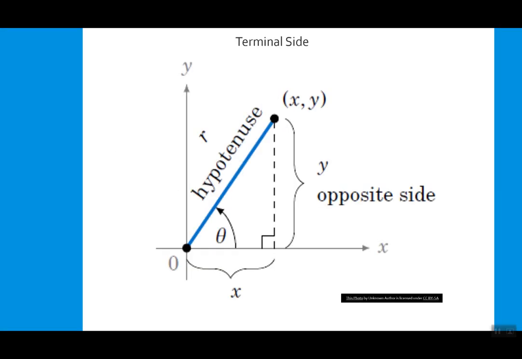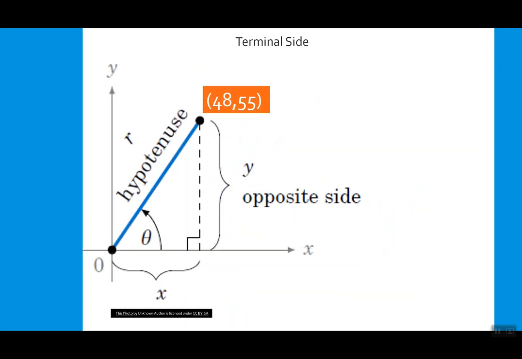A line or a ray that goes through the origin forms an angle with the x-axis called the terminal side. Notice that I can give you a point (x, y) on that line or ray to indicate the angle we're talking about. Then this gives me a horizontal distance x, a vertical distance y, and we can find the hypotenuse that corresponds to x and y.